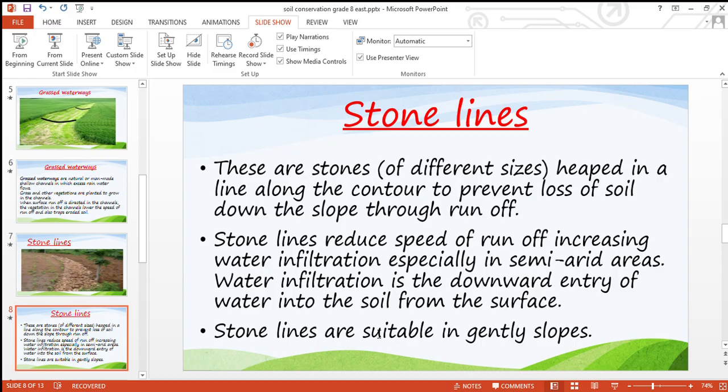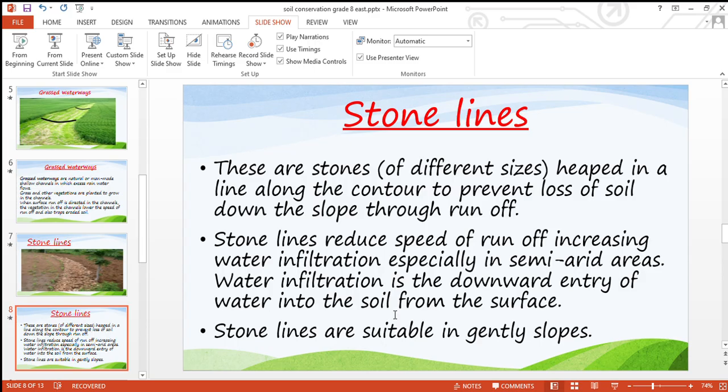Can you see clearly? Yes, read now. Water infiltration is the downward entry of water into the soil from the surface. Repeat, it is from here. Water infiltration is the downward entry of water into the soil from the surface.